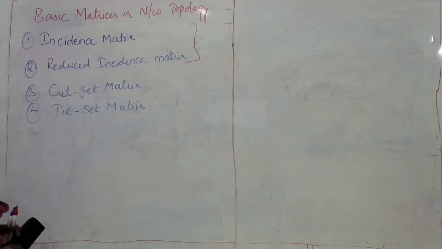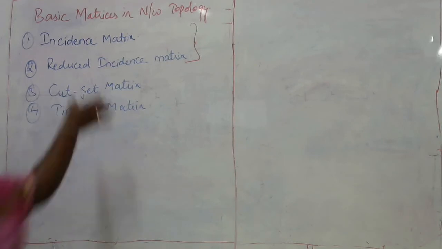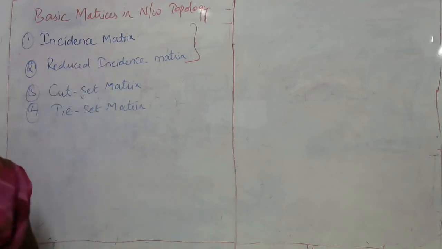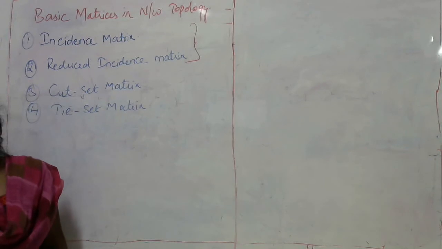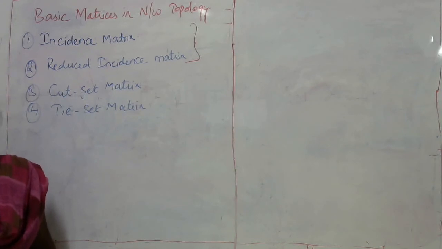So before going for the incidence matrix and reduced incidence matrix, first of all we must know what is meant by a connected graph, that is, what is meant by a complete graph and what is meant by an incomplete graph. Because the basic idea is that the incidence matrix and reduced incidence matrix are used to find out how many trees can be drawn in an incomplete graph as well as a complete graph.